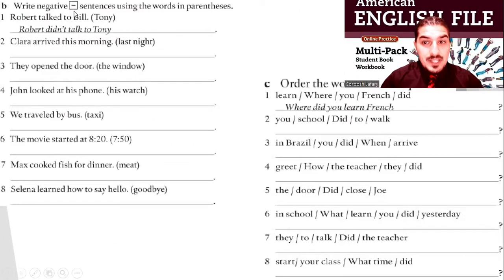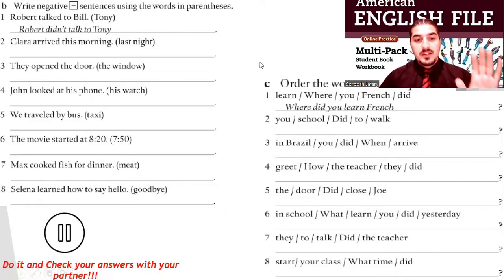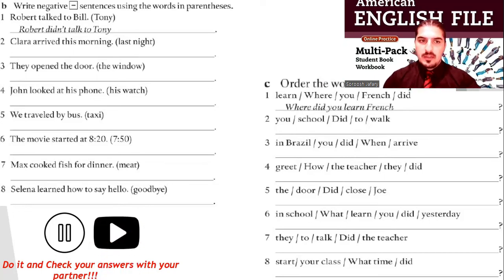Write negative sentences using the words given. For example, Robert talked to Bill. Negative for Tony: Robert didn't talk to Tony. And then the next one, order the words to make questions. For example, learn where you French did. Where did you learn French? Question mark. Stop the video and do it. Check with your partner. Okay, let's do it together.